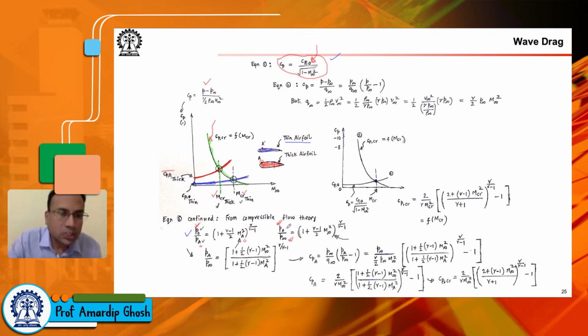Unless you have a shock wave through which the flow goes, your P naught doesn't change. And so far as we are talking about flow fields at the critical Mach number and below, we have a sonic condition at location A, but we still do not have the supersonic flow or the shock waves. We are not going beyond Mach critical, only approaching Mach critical. So we can still assume that P naught is not changing, because if you have a shock wave, then your P naught can change.